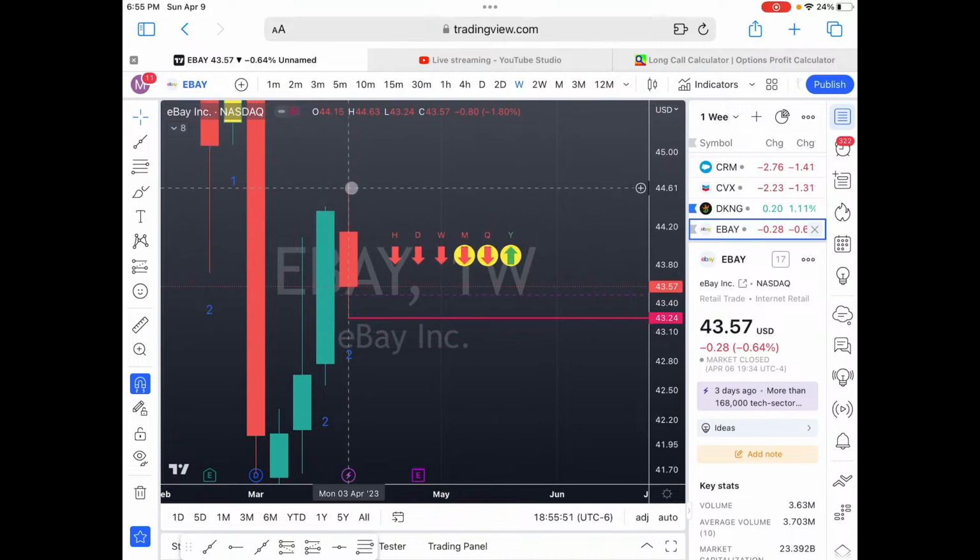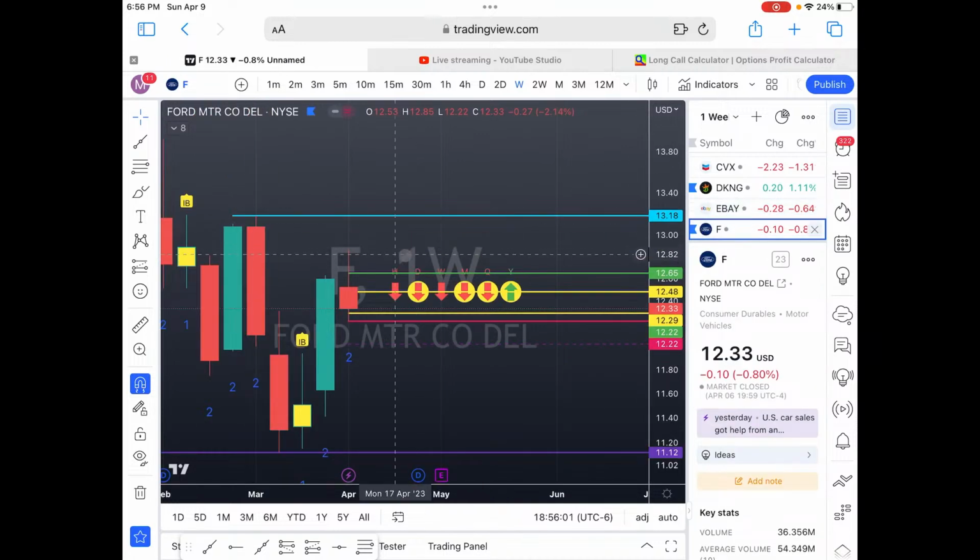If it would have finished green, we would have been looking for a continuation. In this case, 2 up, red. We're going to look for a pullback. We're going to look for puts at $43.24 on eBay. Ford Motor Company, same thing, 2 up red. We'll look for puts there.